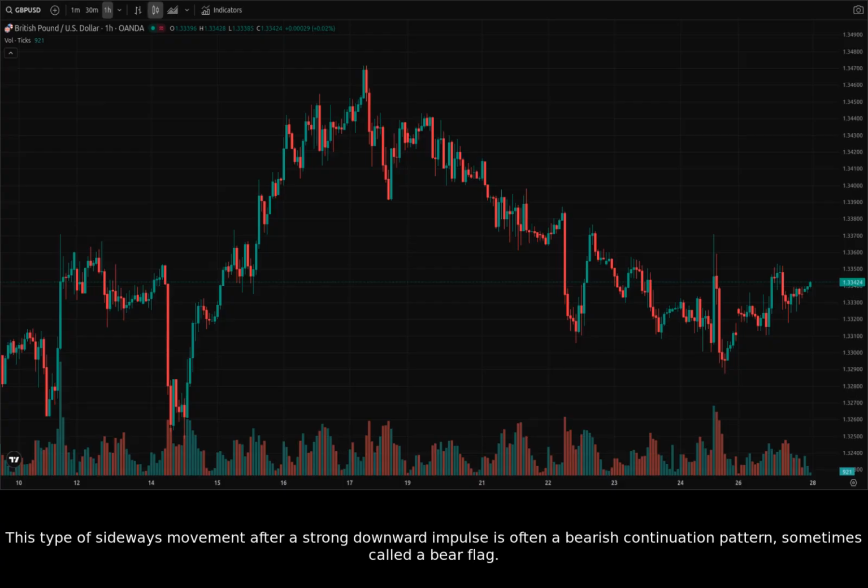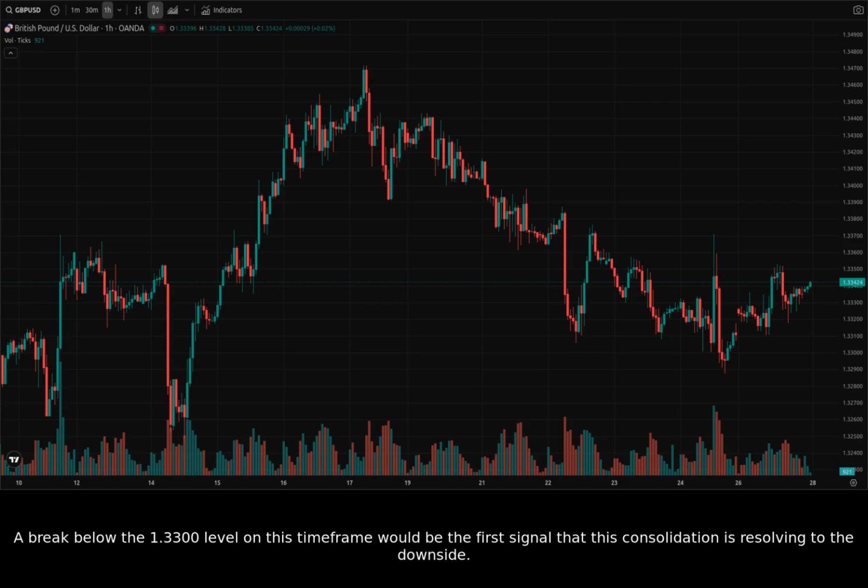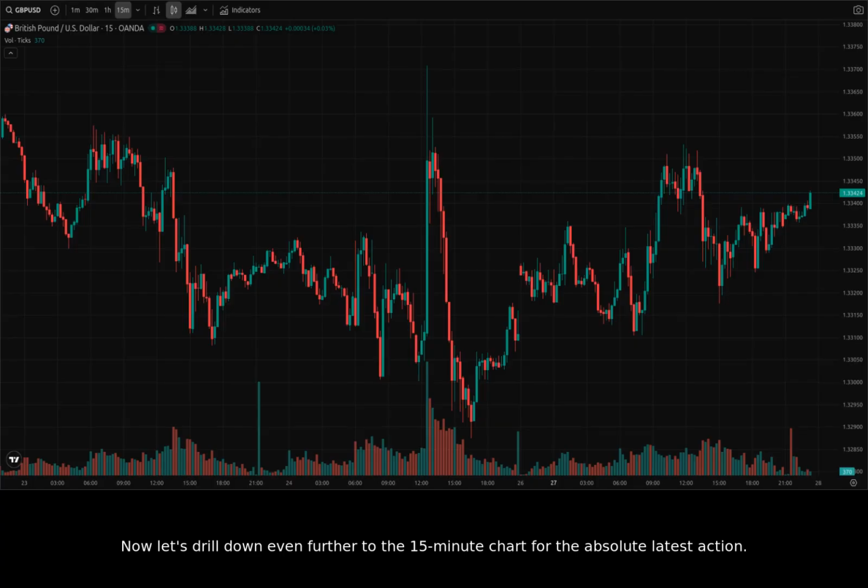This type of sideways movement after a strong downward impulse is often a bearish continuation pattern, sometimes called a bear flag. It suggests that sellers are simply taking a breather before attempting to push the price lower again. A break below the 1.3300 level on this time frame would be the first signal that this consolidation is resolving to the downside. Now let's drill down even further to the 15-minute chart for the absolute latest action.